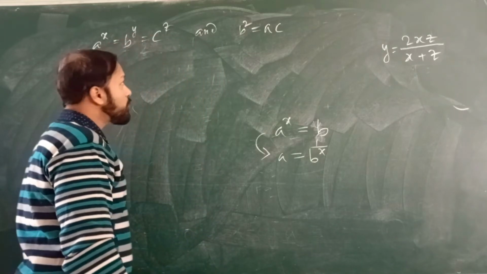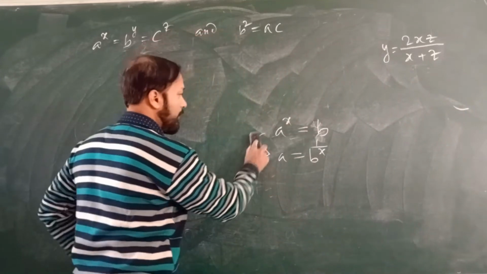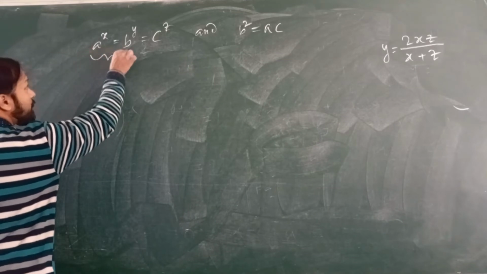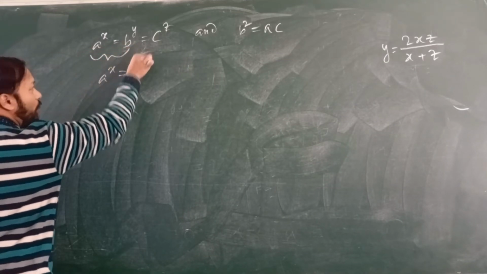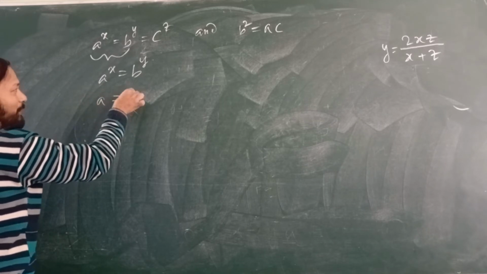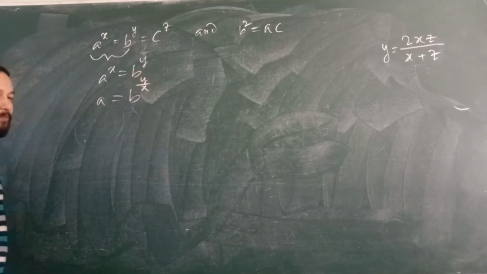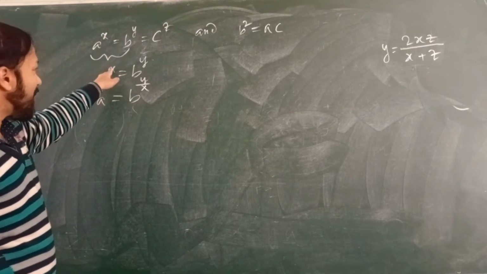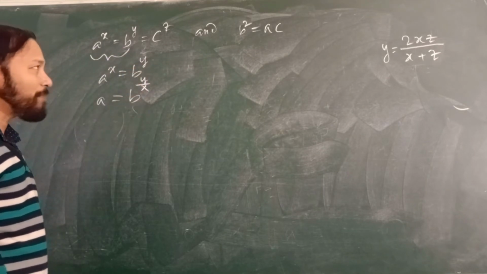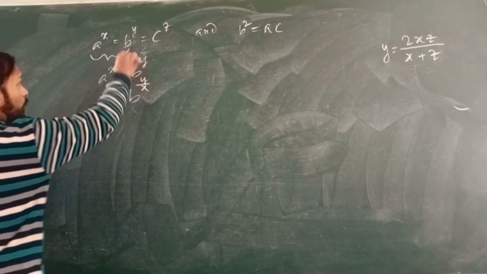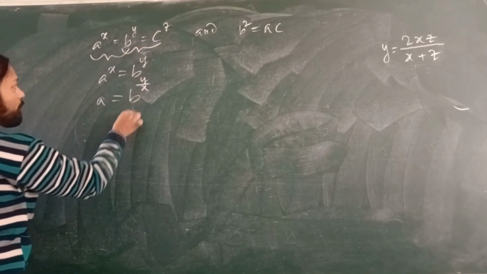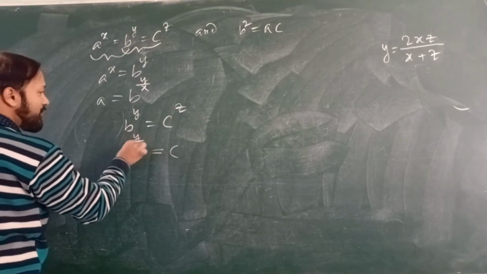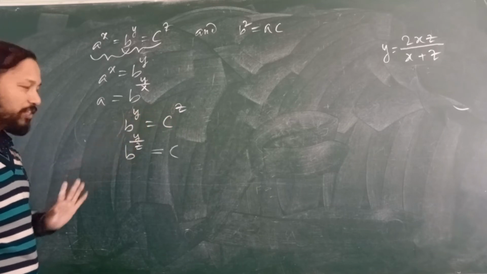How? First of all, let us use this much. a to the power x equal to b to the power y. So what is a? a is b to the power y by x. Understood? a to the power x equal to b to the power y means a equals b to the power y by x, because x comes down here. Now we use this much. b to the power y equal to c to the power z. So c equal to b to the power y by z.